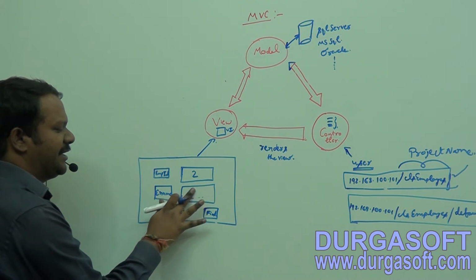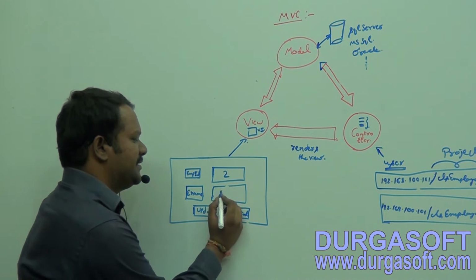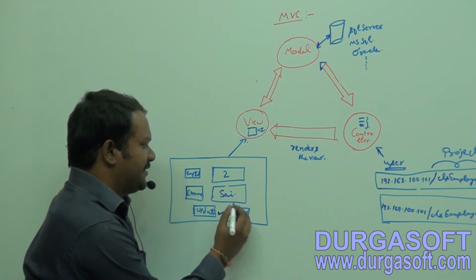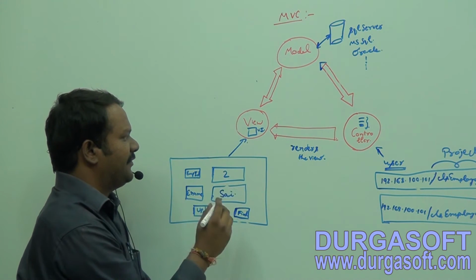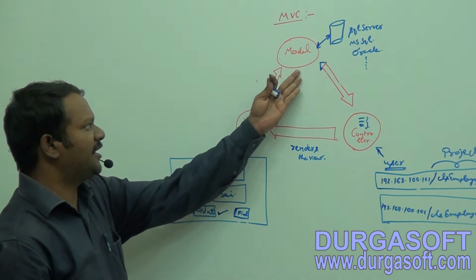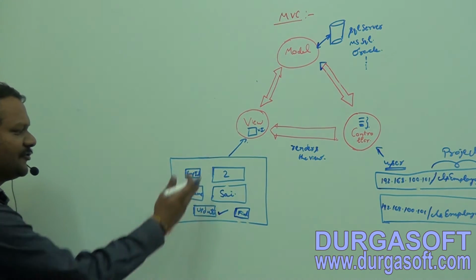For example, a find button is there. User just types 2 and clicks on find. His employee name also should be displayed here like this. User just comes and clicks on find. From where does it come? From the user interface. In the user interface, the data should be displayed. How does it display? The model interacts with the database, gets the data, and gives back to the view. Like this, the flow goes.